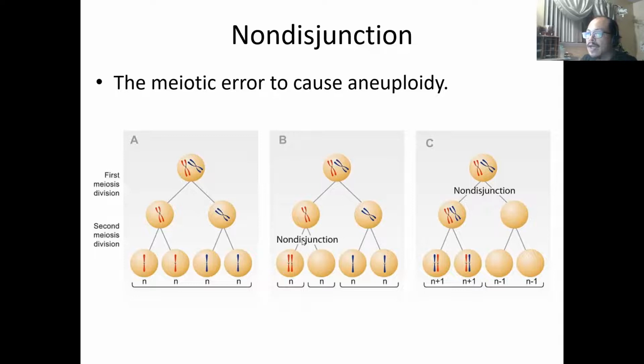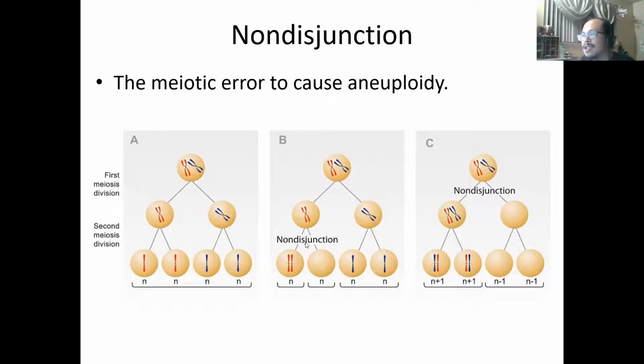So this error is called non-disjunction. Basically, we call this separation a disjunction, because they are joined, and then they separate. So normal disjunction is when they are connected and then separate. If they are not divided as they are supposed to be, we call it non-disjunction.